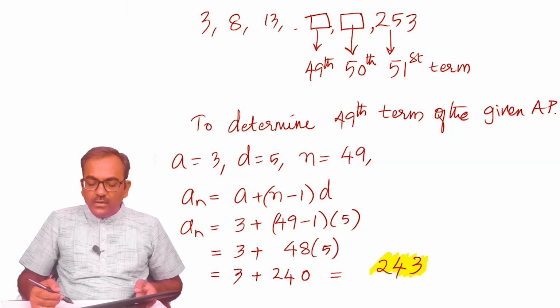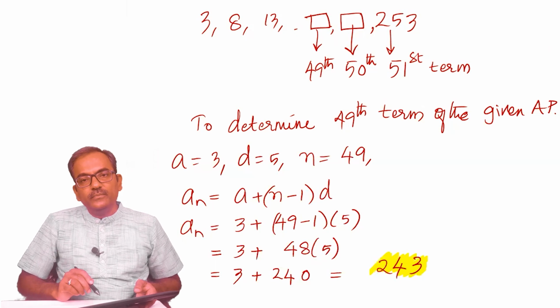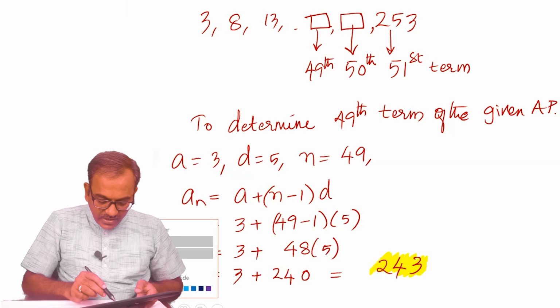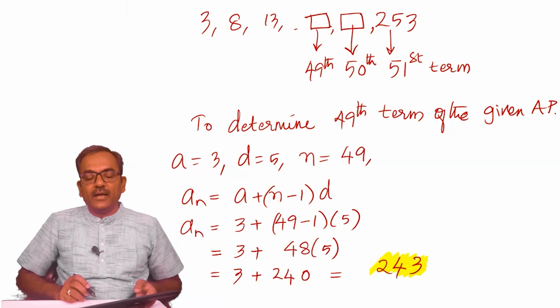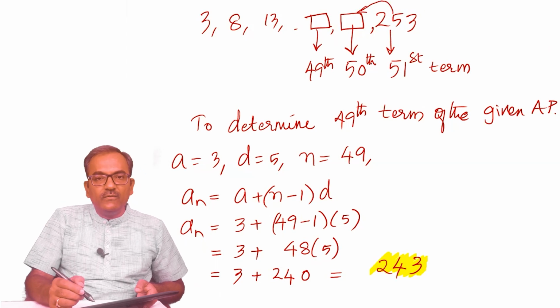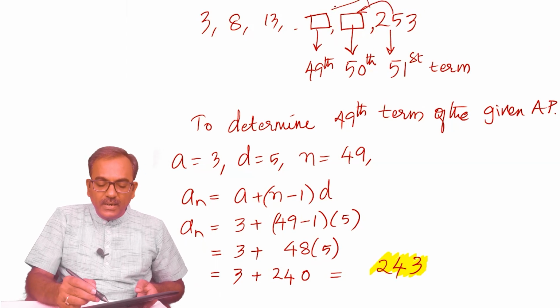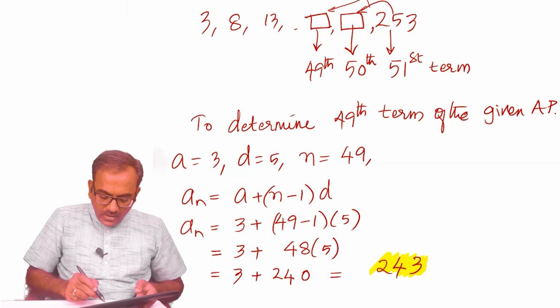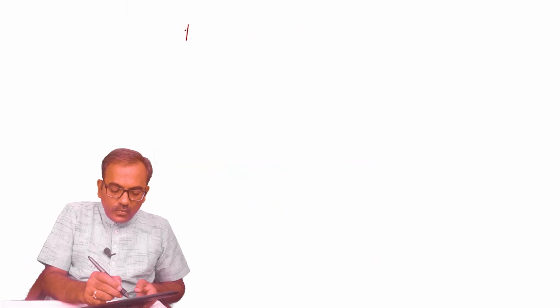Okay. Now in the same problem you can also find out easily how to determine the third term from the back. That is 253 minus 5 would be 248, minus 5 would be 243. Right? Now let us go for the method 2.